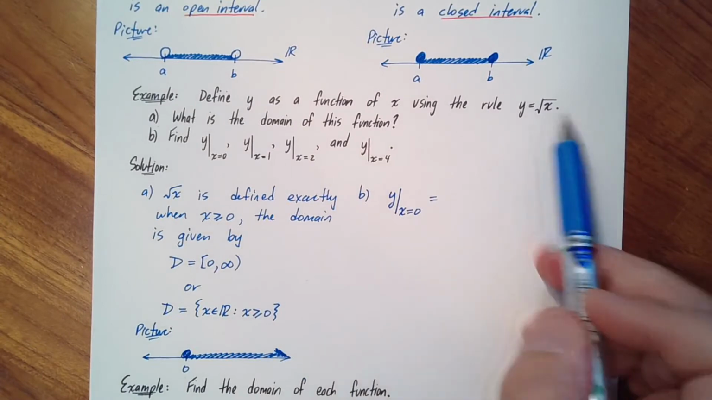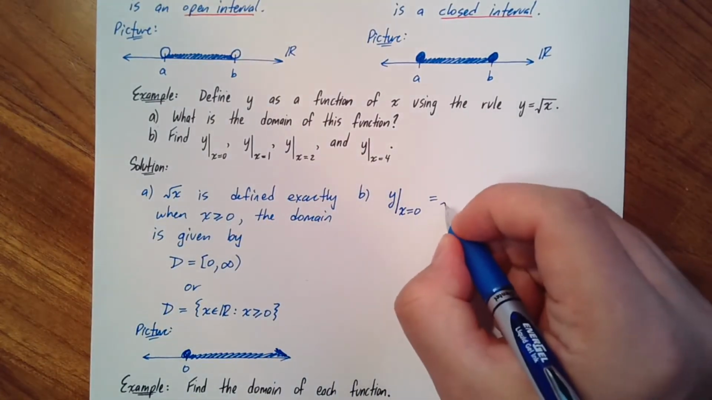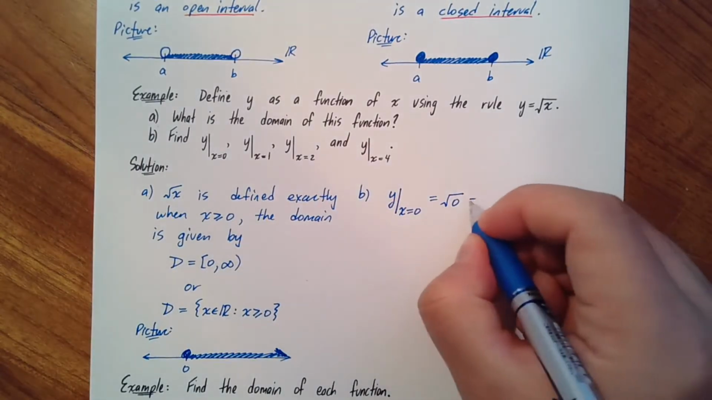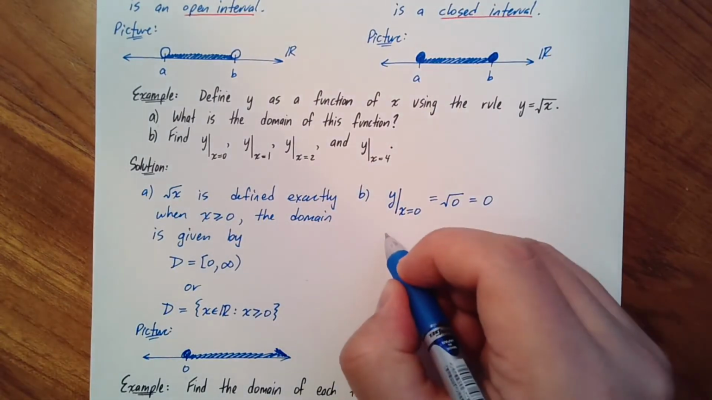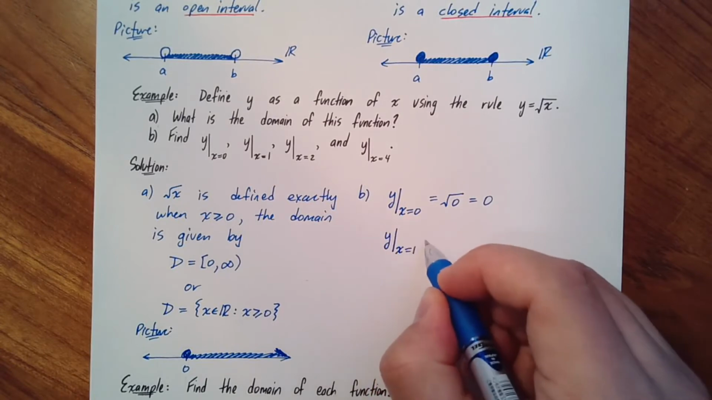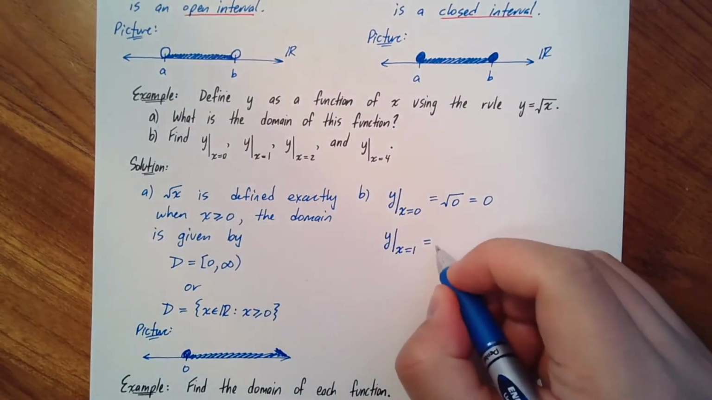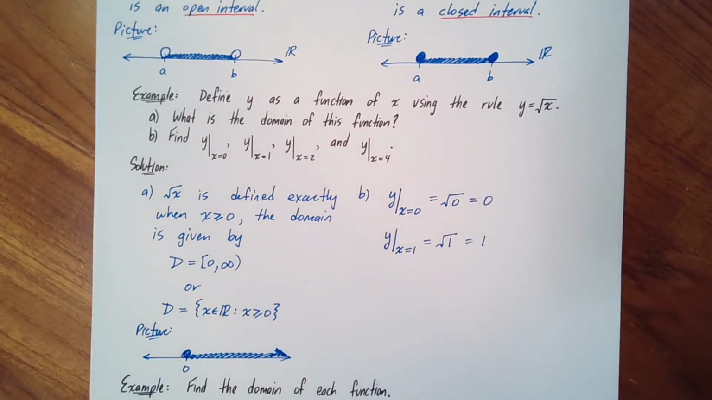Well, just plug x equals 0 into this rule, and you'll be able to determine what y has to be. So this is going to be the square root of 0. And what's the square root of 0? It's just 0. Okay, so that's all there is to it there. If I want the next one, the value of y when x is equal to 1, well, plug x equals 1 into this rule. So you're going to get the square root of 1, which is 1. Okay, that's all there is to it.